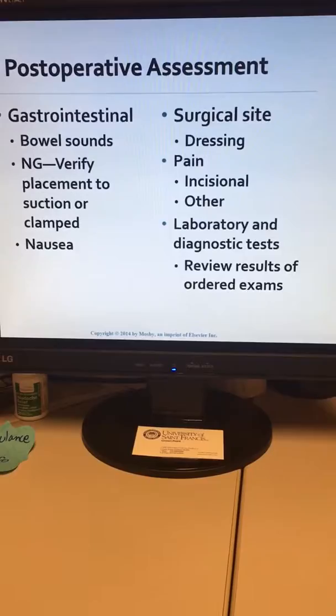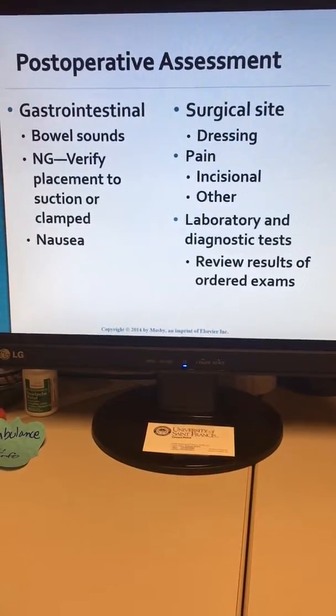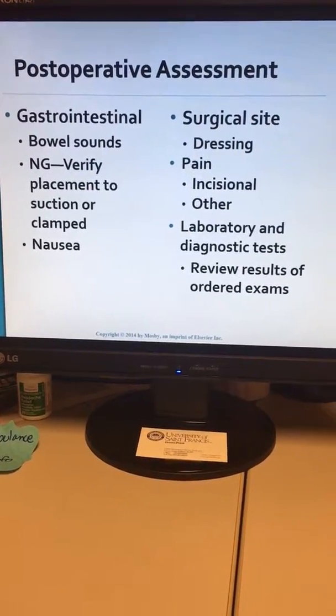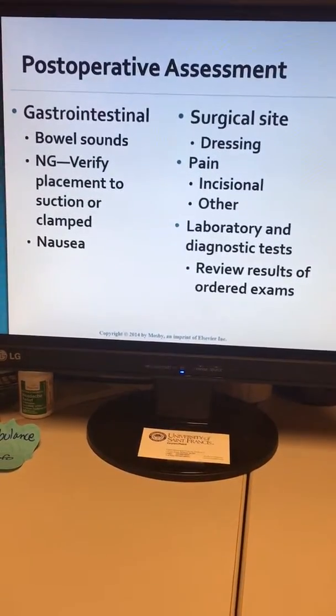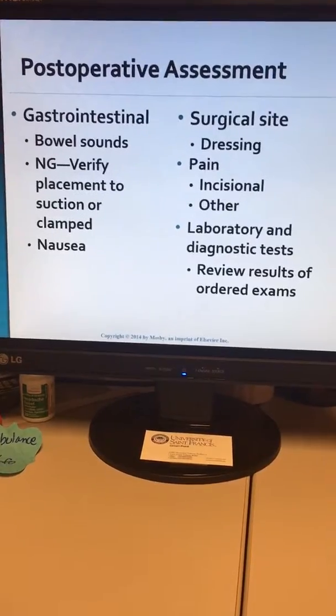Surgical site, what is the surgical site? What does the dressing look like? Is there any drainage there? Pain, is it incisional? And then what are the labs? Do we have a slew of labs?